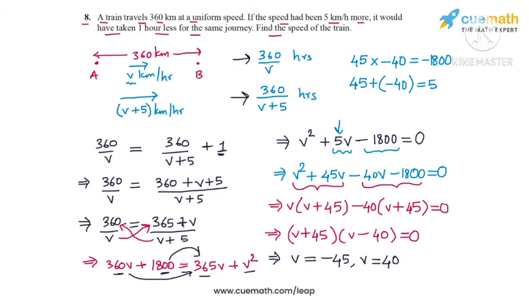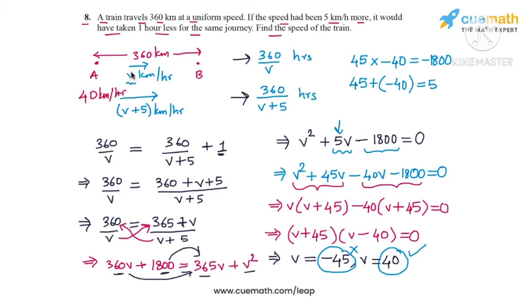Because V is the speed of the train, this root minus 45 does not work because the speed cannot be negative. So the only valid root in this case is V equal to 40. So the speed of the train is 40 kilometers per hour. And let's verify whether this is correct.